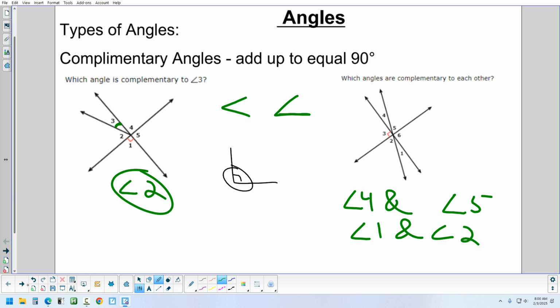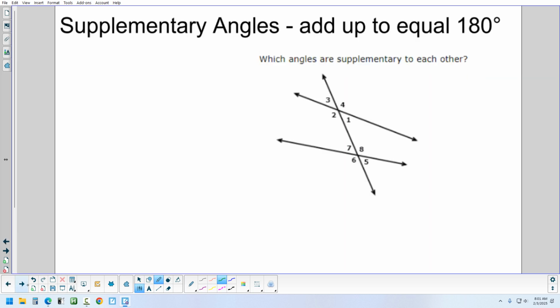Okay. So the next one, a lot of people mix up with this, is supplementary. Supplementary is two angles that add up to 180.